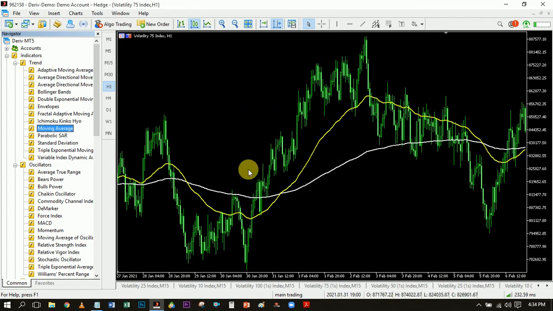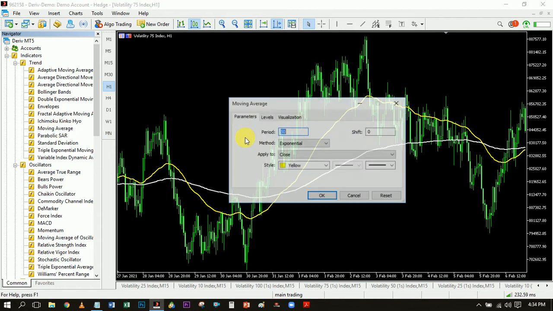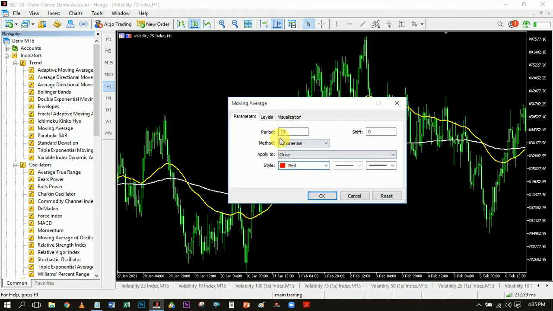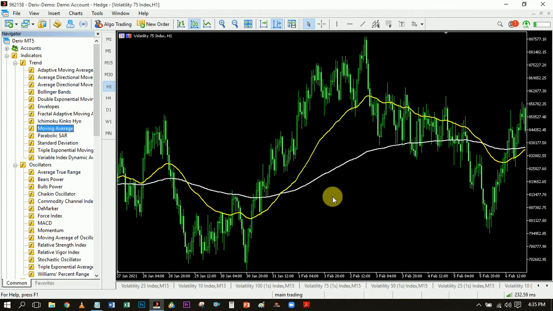Say OK. All right. Then the last one, you drop it here. Let's make that 13. Then let's make this red. You can either use 13 or you could use 9, whichever period suits you. But all moving averages are exponential. Remember that all moving averages are exponential moving averages.